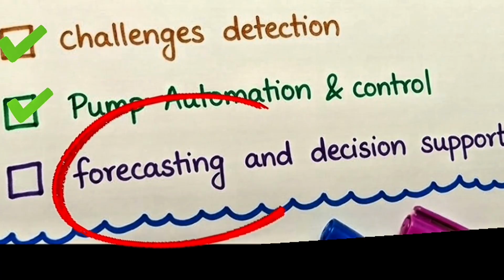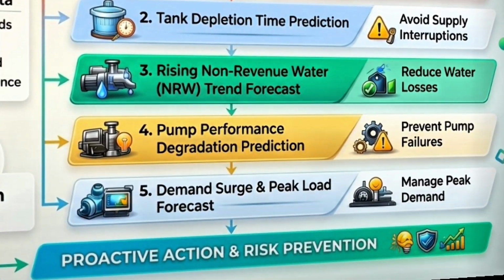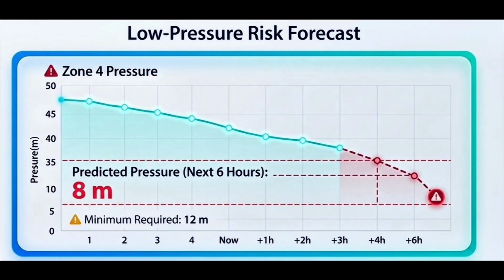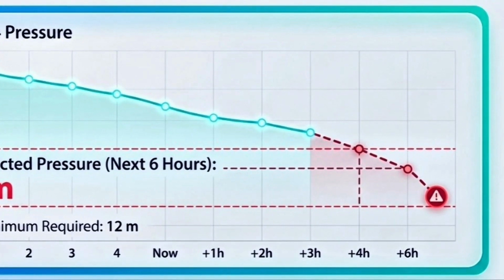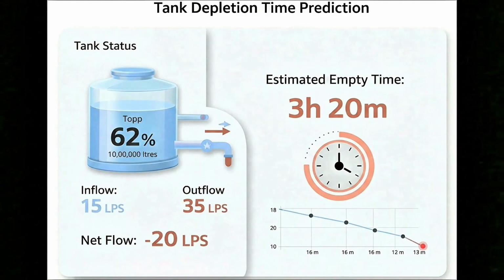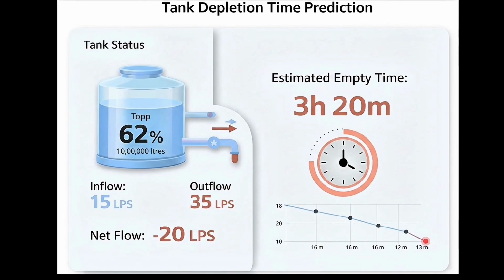Now let's move to forecasting and decision support. Our system uses historical data to predict key risks and enable proactive actions. First, low pressure risk forecast. The system predicts pressure drop in advance. For example, pressure is expected to fall to 8 meters in the next 6 hours, below the required 12 meters. Next, tank overflow analysis. By comparing inflow and outflow trends, the system predicts overflow time and suggests actions like reducing inflow or opening outlet valves.